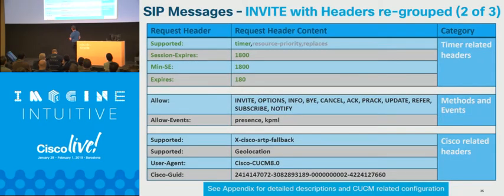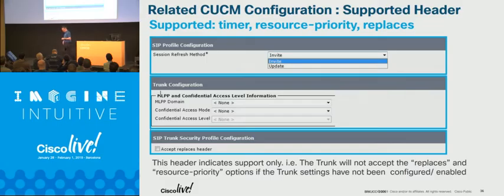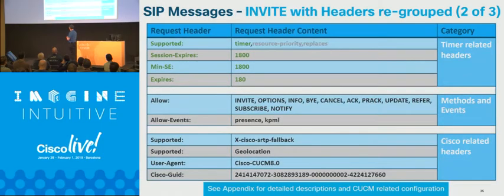So you can see in the header, you'll see supported header, you'll see timer, resource priority, and replaces. What those mean in terms of Call Manager configuration are multiple things. So this is timers here for refreshing sessions, and we'll talk about those in a bit more detail. Resource priority is for MLPP. So if you want to override a call, for example, with MLPP, you'll use resource priority, and replaces is a way of just replacing a call that's already in place. So again, you're showing that these are supported. They aren't necessarily configured though.